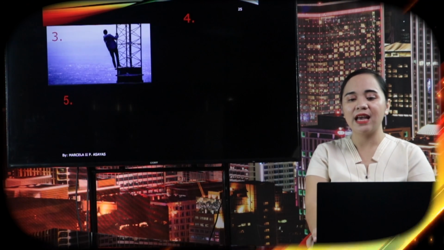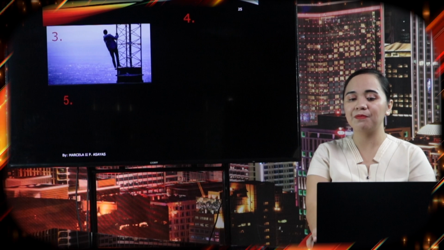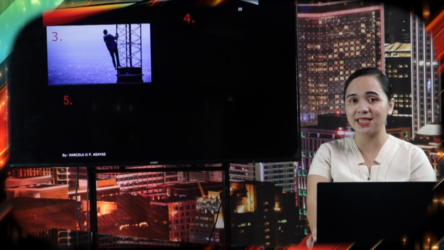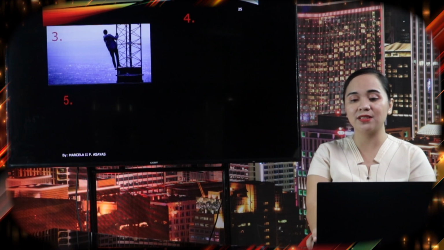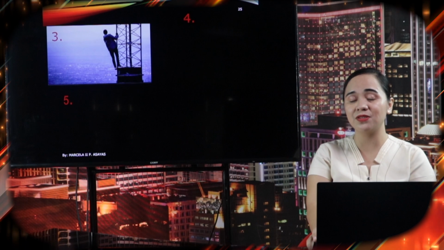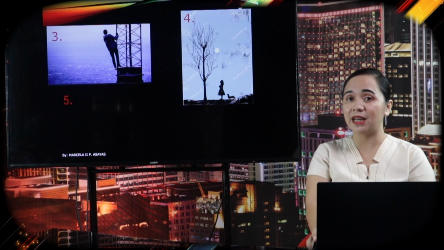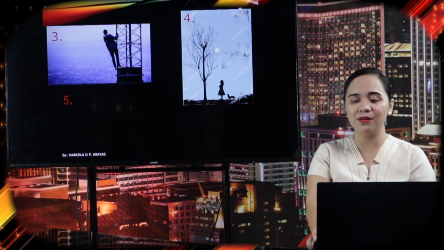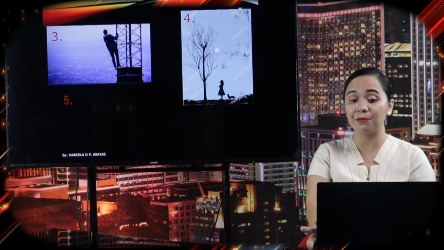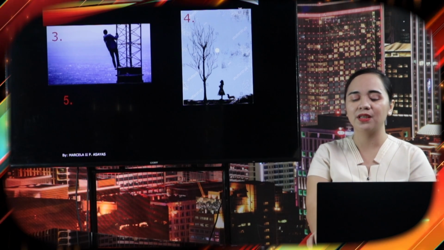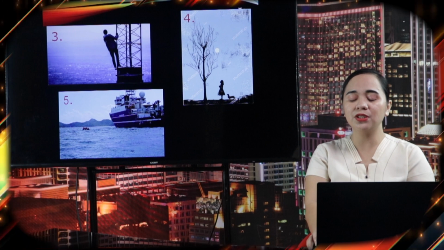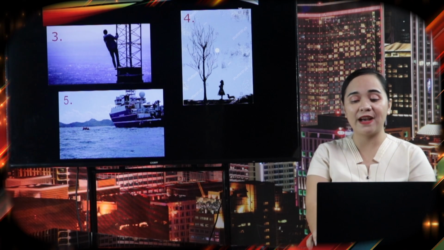Number 3: a man standing on the top of the tower looking down to the city. Number 4: a girl looking up at the top of the tree. Number 5: crew on the ship looking down to the people floating on the sea.